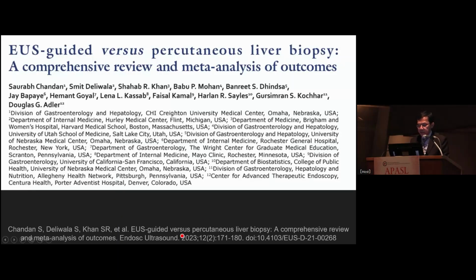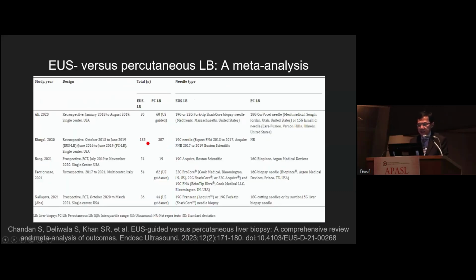In 2023, which is last year, there was a good and interesting meta-analysis, because in this meta-analysis they recruited only studies that used the FNB needle for EUS-guided liver biopsy. Three of the recruited studies are retrospective, and 1 and 2 are prospective randomized controlled trials. These studies used only the FNB needle, mostly the Franseen needle, and compared it with percutaneous liver biopsy.